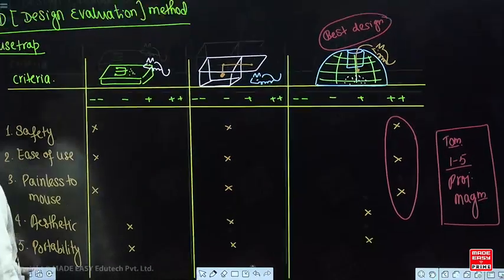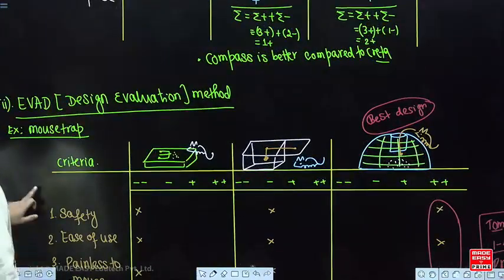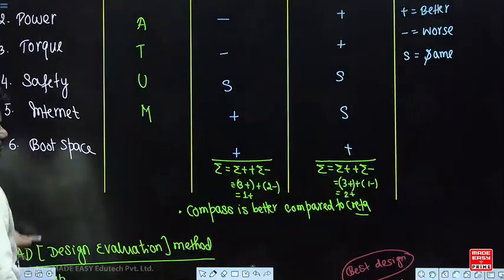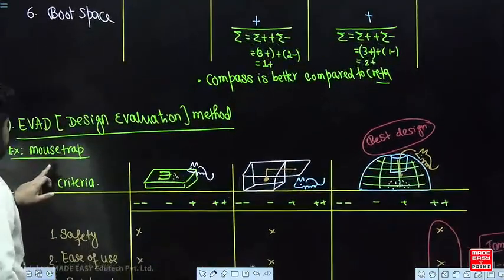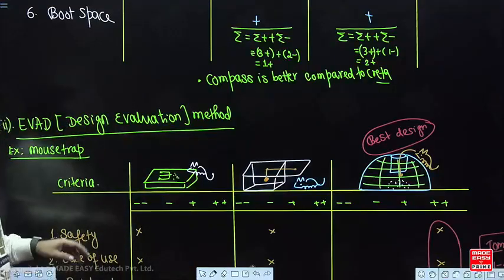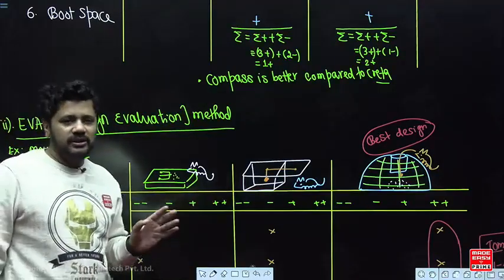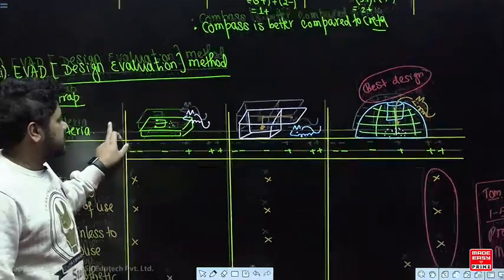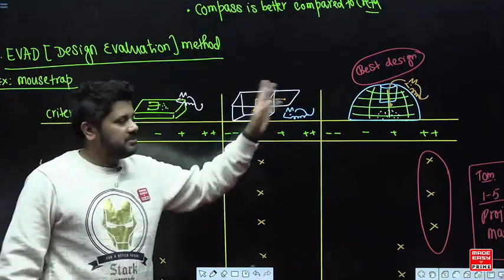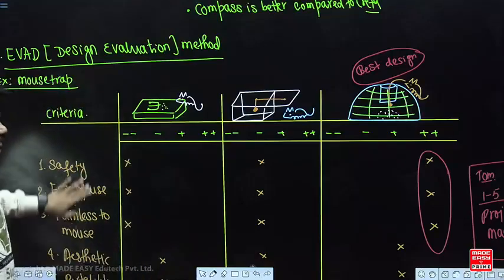In the last class we discussed EVAD as well as the PU chart. I said that the design evaluation method is a method in which we select the best design amongst various design parameters. So these are the three designs. Among these, the best design is this mousetrap.